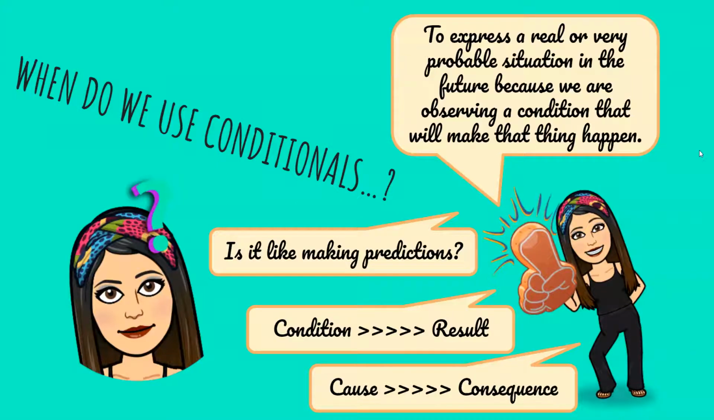Okay, so when do we use conditionals? Is it like making predictions? Well, it's pretty much like making predictions. We use the conditional to express a real or very probable situation in the future because we are observing a condition that will make that thing happen. So we have a condition in the present that will help us to predict a future result. There is a cause and a consequence, in other words.